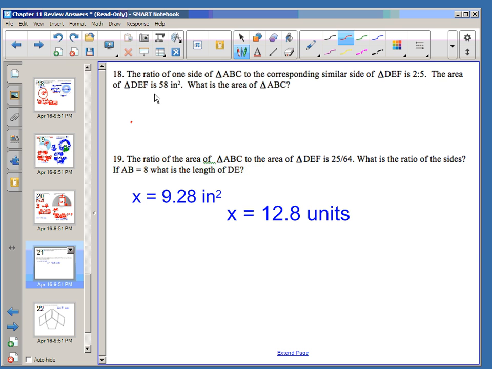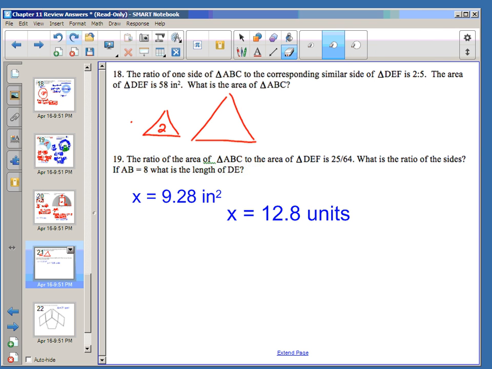All right, so we're going to draw that again. There's ABC. Now, this doesn't actually mean that the sides are 2 and 5. That means the ratios are 2 and 5. All right, so I know that my ratio of my sides is 2 to 5. And it's asking me to find the area of ABC if I know the area of triangle DEF is 58. So I know the area of the bigger triangle is 58.